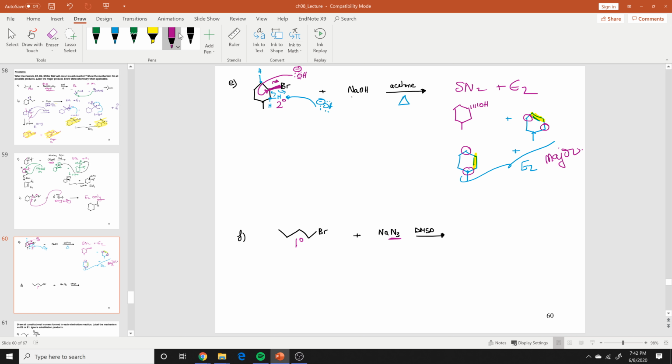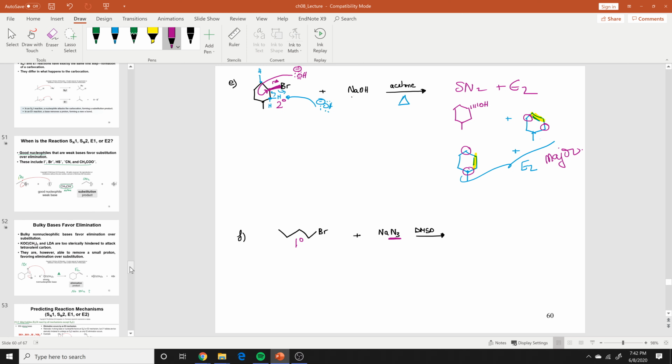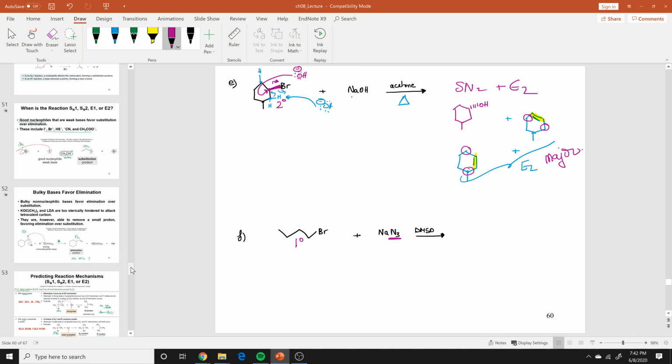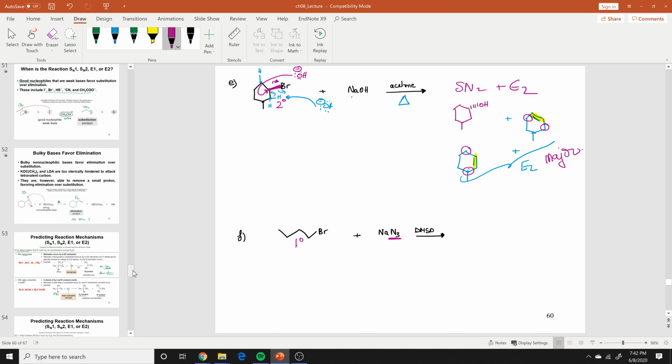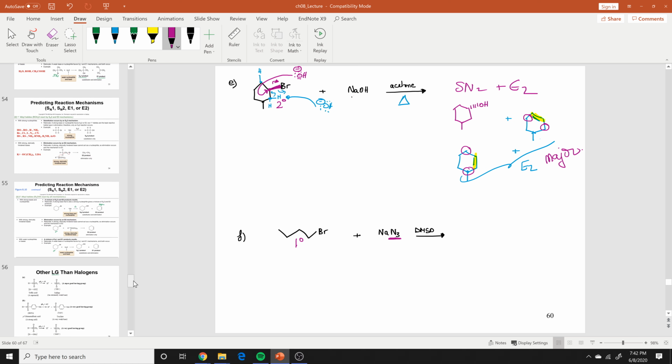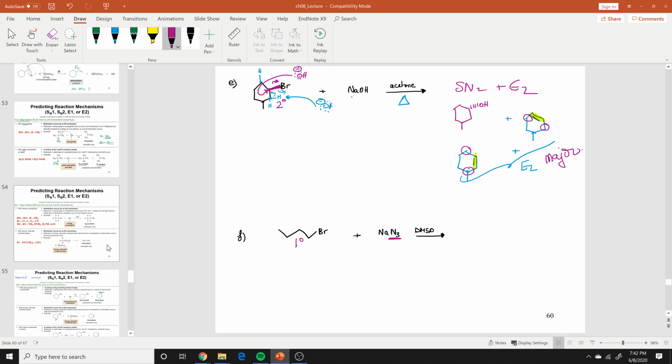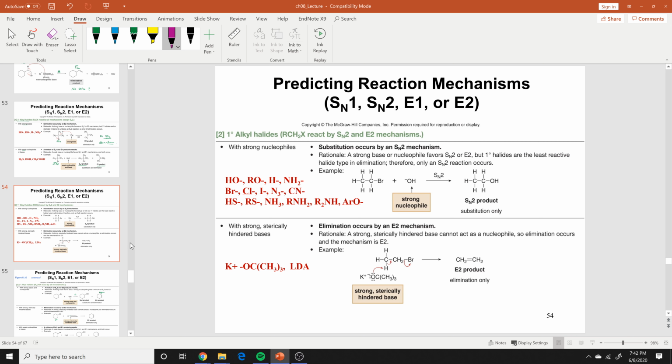This is a primary alkyl halide. Now this nucleophile in here doesn't act as a base. It's more a nucleophile than a base. So it's a good nucleophile, it's a weak base. So how did I know? It's in one of the slides in here. Where is it? Here you go. It's here, the N3 negative. That is a strong nucleophile. It's a good nucleophile, and it's a weaker base.